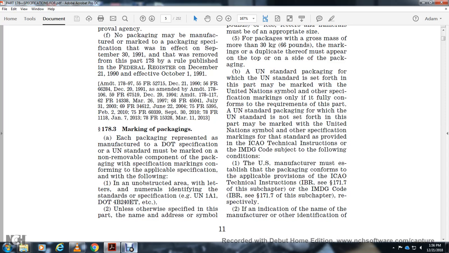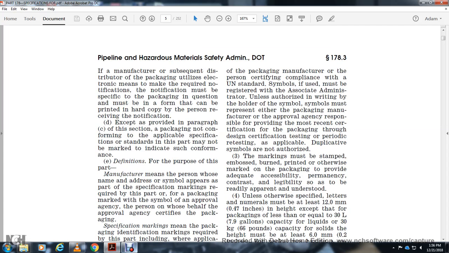Alright, 178.3, marking of the package. Each packaging representative of the manufacturer's DOT specification or UN standard may be marked on a non-removable component of the packaging with a specification marking that conforms with the applicable specification, as follows. An obstruct area with a letter and numeral identification of the standard, with the specification UN 1A1.4B20240E2. Unless otherwise specified, the name and address of the packaging manufacturer or person certifying UN standards, if they must be registered with the associated administrator. Otherwise written with the whole of the symbol, and the symbol must represent the packaging manufacturer or approval of the agency responsible for the most recent certification of the packaging through the design certification test and periodic retesting, as applicable.